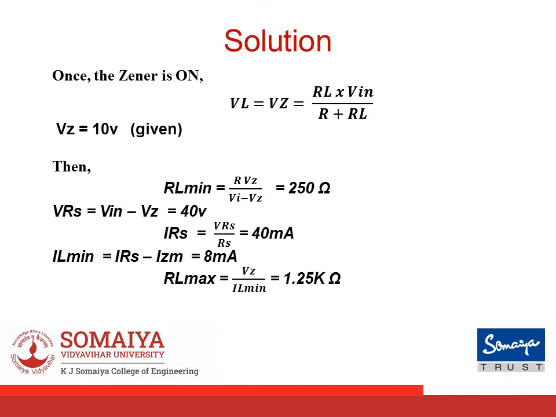With the help of IL min, now you can find out RL max, which is equal to Vz upon IL min. Lastly, we can find out the power dissipated by the Zener, which is equal to the voltage drop across the Zener into the maximum current that is allowed to flow through the Zener, and hence the maximum power dissipated across the Zener comes out to be 320 milliwatts.